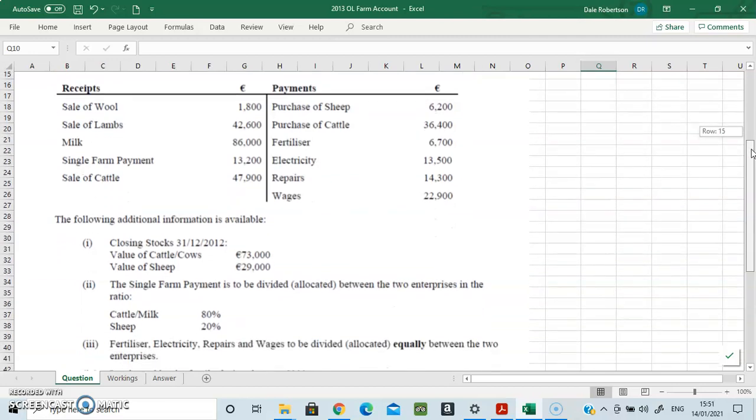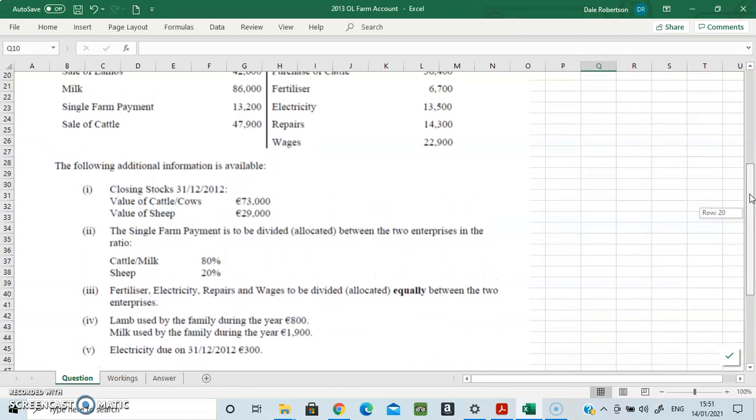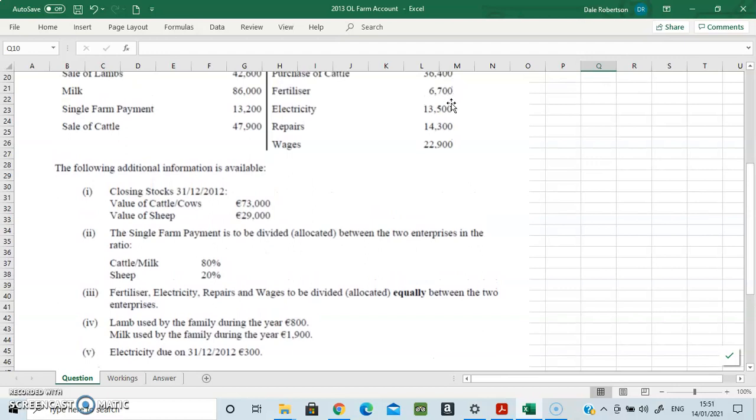And then the workings at the end of the question, well, you have your closing stocks of cattle and sheep. It tells you the single farm payment, it's like an annual grant, is to be divided between the two enterprises in the following ratio: 80% cattle, 20% sheep. It then talks about the 4 expenses that I just highlighted here. These 4 expenses are to be divided equally between the two enterprises: 50% cattle, 50% sheep.